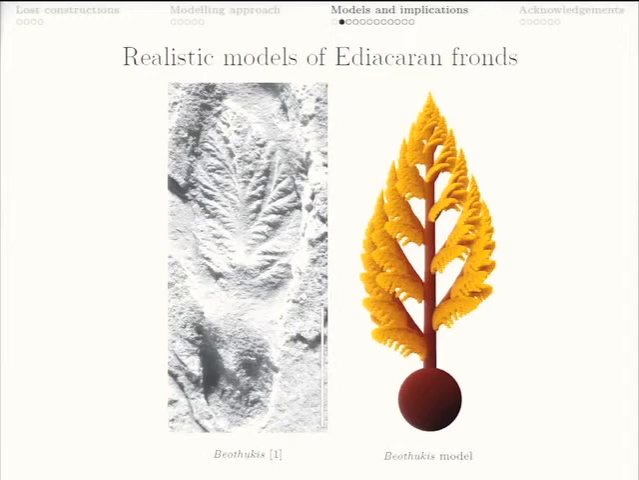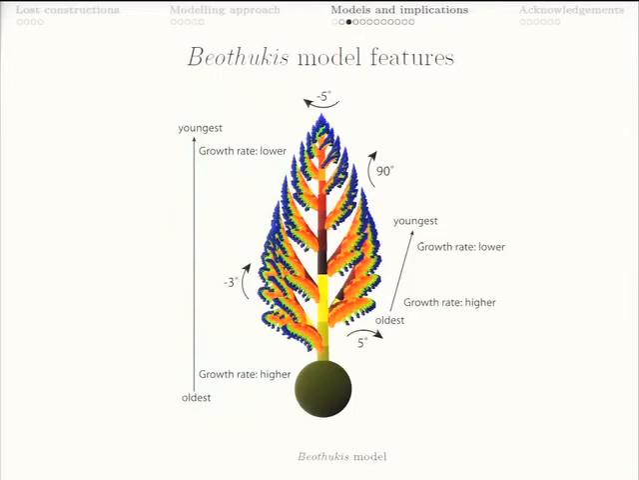Okay, so with this model, I think it's possible to create quite realistic representations and reconstructions that capture quite a lot of the morphology that we can see in the fossil specimens. For example, this beautiful Beothukis specimen here. So if we go into this model in a little bit more detail, I can explain how this was developed. In this representation, the segments are colored according to age. So we can see that the oldest segments are here at the base of the stem, and that the youngest ones are these apices, colored in blue. This is the youngest part of the main axis, but all of these blue sections are the same age.